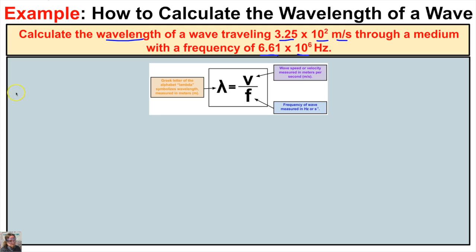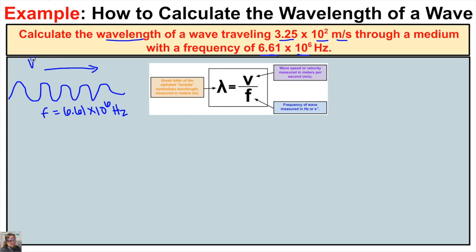So it looks like we have a wave here. And what we know about this wave is that this wave has a frequency that equals 6.61 times 10 to the 6th hertz. We also know that this wave is traveling, let's say in this direction here, with a speed or velocity of 3.25 times 10 to the second meters per second. We have to determine the wavelength. So if we want to figure out the wavelength, it's simple. We can use this formula right here. Wavelength equals wave speed or velocity divided by the frequency.